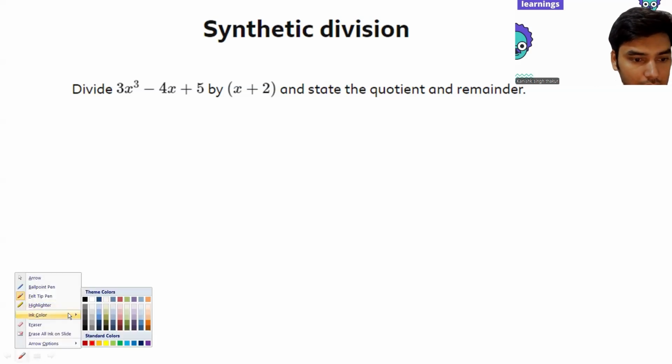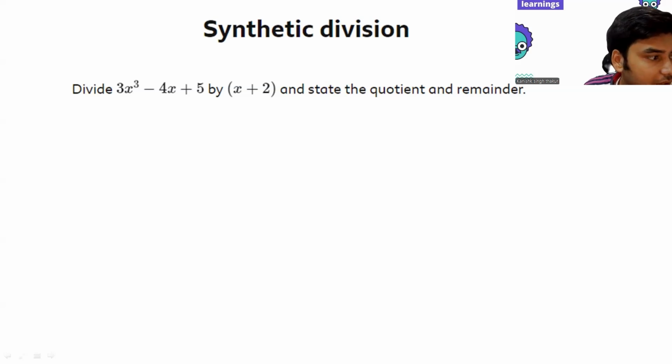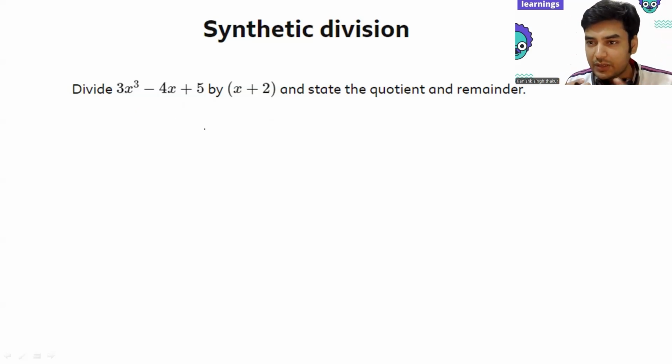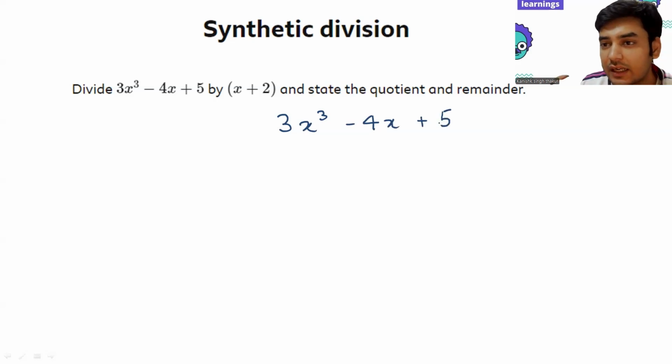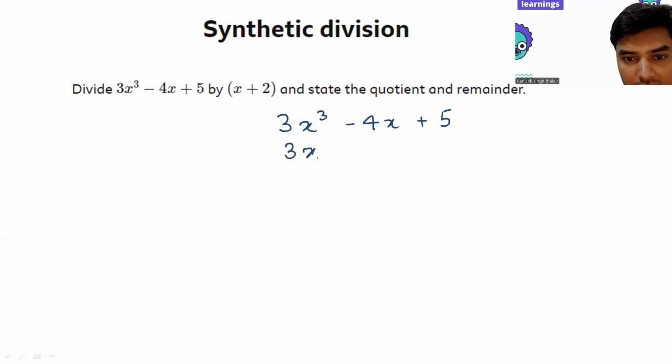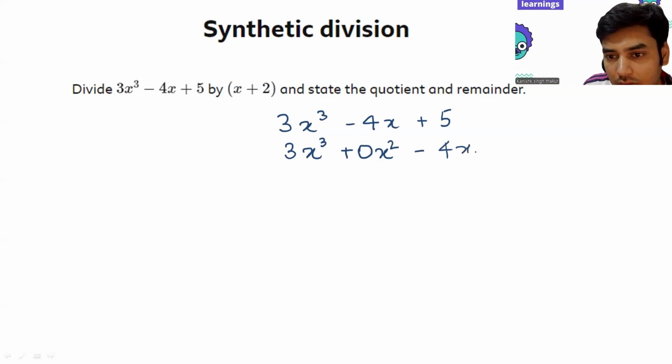Let's see. First of all, first step, you will be seeing that everything is arranged in decreasing order. So yes, it is decreasing order, it is arranged, right? Now write your expression in the decreasing order form. So you have 3x cube minus 4x plus 5. Whatever things are not there, I'll make their coefficient 0 and then I'll write in decreasing order form. So I'll write this thing as 3x cube plus 0x square, since x square was not there, minus 4x plus 5. Okay, so this is what I have done.